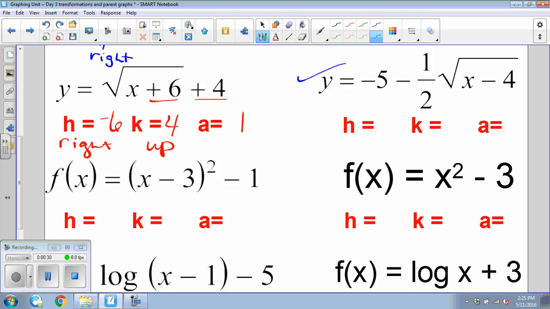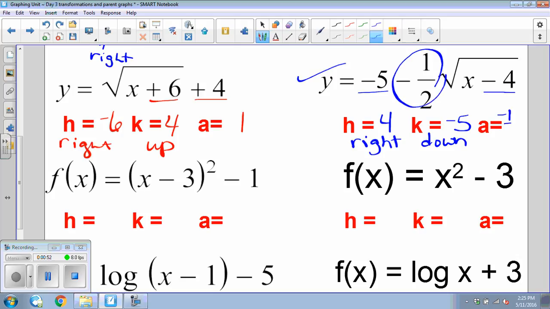Okay, now let's come to this one over here. In this one, H is positive 4, so that means it's shifted to the right 4 units. K is negative 5, so that means it's shifted down 5 units. And A is negative 1/2, so it is reflected because A is negative.